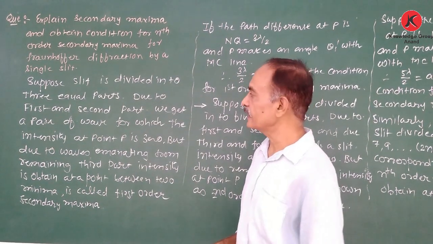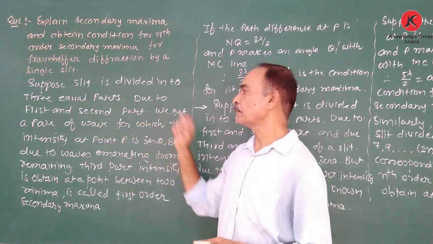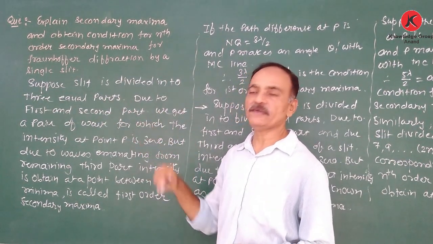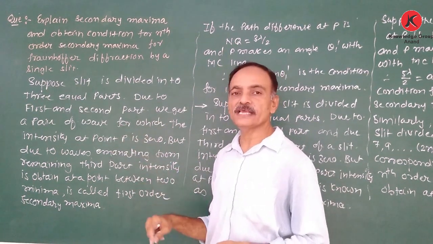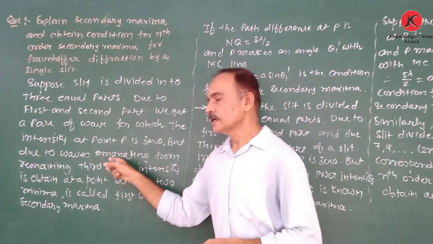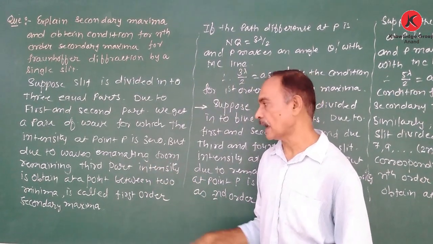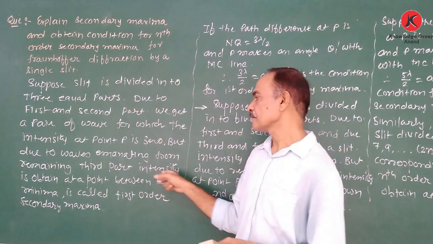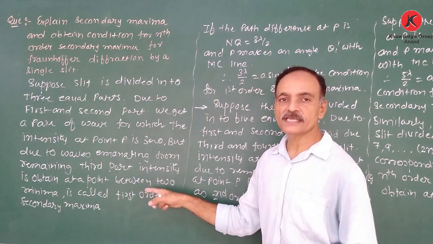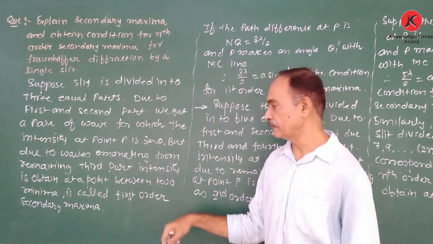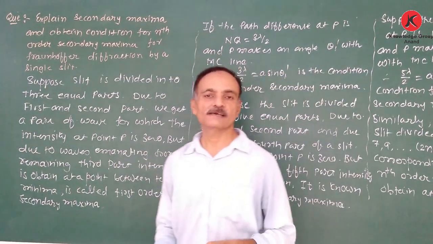After dividing the slit into three equal parts, what happens? Due to the first and second parts, we get one pair of waves. For this pair, the intensity at point P is 0. But due to the wave emanating from the remaining third part, the intensity at point P is obtained. This point P lies between the two minima. Therefore, that is known as the first order secondary maximum.